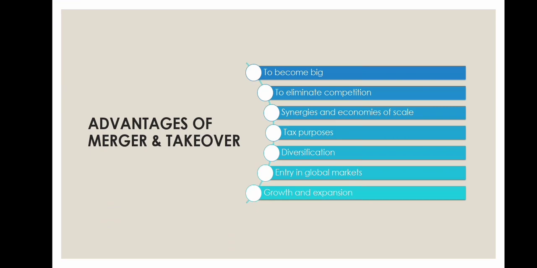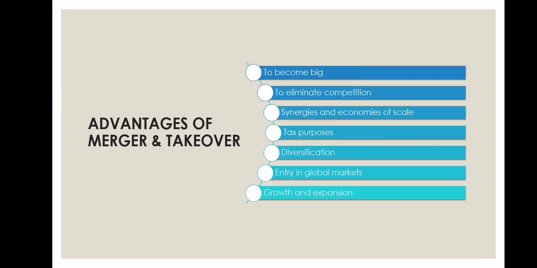Along with this come the synergies and economies of scale. Among the many major problems faced by companies are limited resources and financial constraints. Through merger and takeover, they can overcome these difficulties. Next one, tax purposes. Through merger and takeover, companies can reduce their huge corporate tax rate. Next is diversification. Through merger and takeover, they can diversify their businesses into various industries.